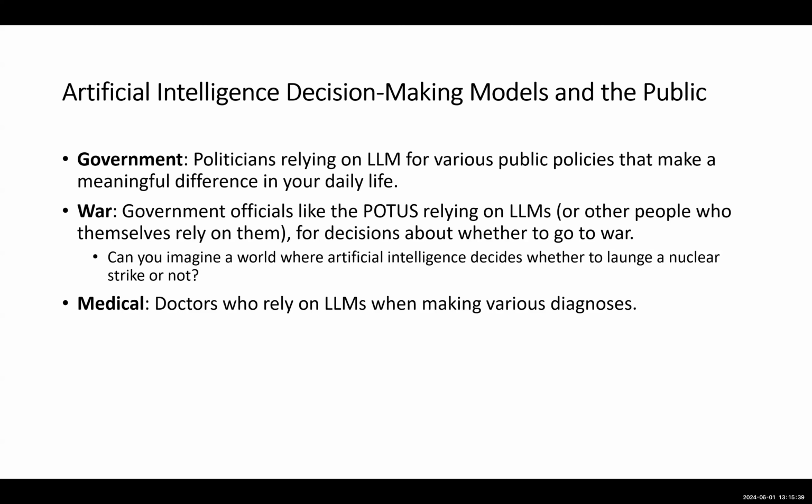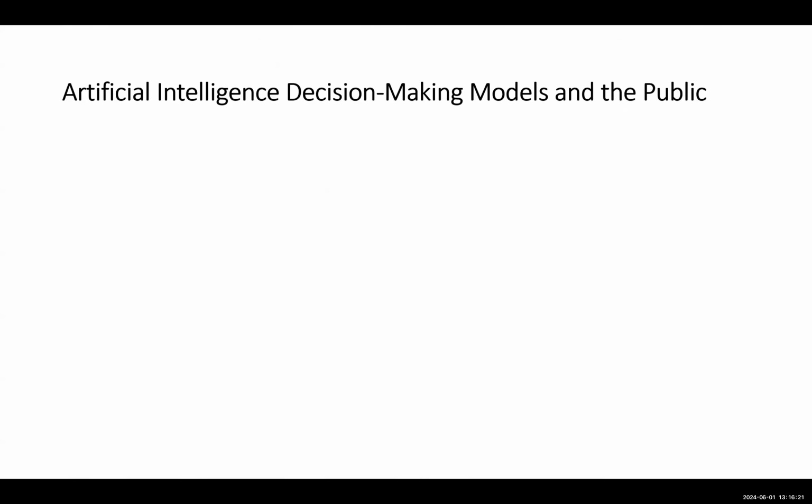So clearly, just by considering these three issues, government, when to go to war, and medical decisions, and these are just scratching the surface, you can imagine it would go much deeper than that. But just by considering these three, it already becomes very clear that the decisions that are made by large language models, various artificial intelligence systems, are very important and should not be taken lightly. And that means that we need to consider various ethical principles and how that would impact the decisions that are made by these artificial systems. So let's consider that in a little bit more detail here.